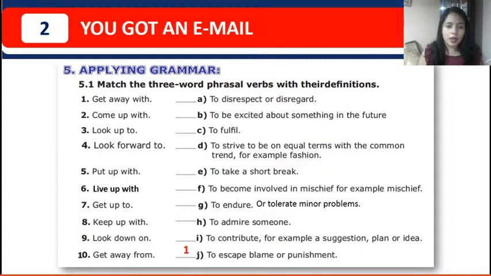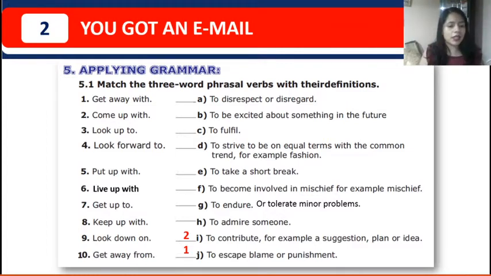Come up with. It is letter... What do you think, guys? Letter. Yes, look, very simple. Letter I. Okay? Yes. To contribute, for example, a suggestion, plan, or idea. Right? Very good. What about now number 3? It says to. Okay? Look up to.